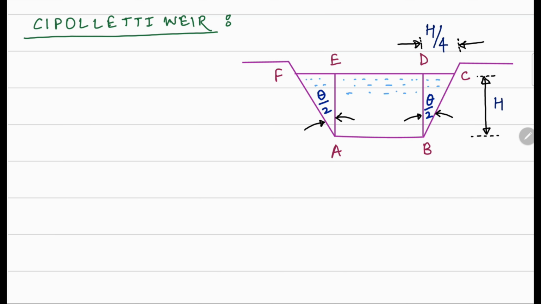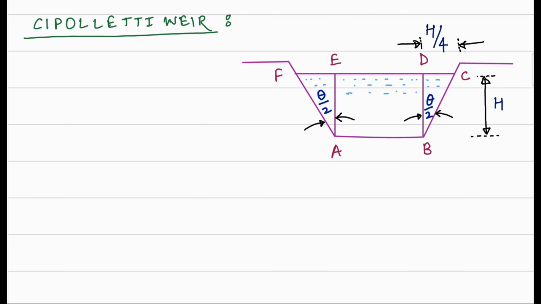So in continuation of the previous lectures, now we will discuss a special kind of weir that is called the Cipolletti weir. The Cipolletti weir is a trapezoidal weir which is defined as the weir which has a side slope of 1 horizontal to 4 vertical, as shown over there.